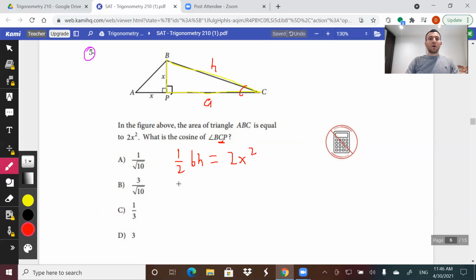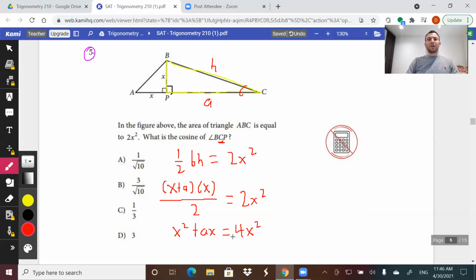Okay. What do we know from there? Well, we know that the height in this case is going to be x. We know the base is x plus a. And we know that we divide it by 2, and that equals 2x squared. So we'll move that 2 out of the denominator, and we'll multiply across the top, and what we get is x squared plus ax equals 4x squared.